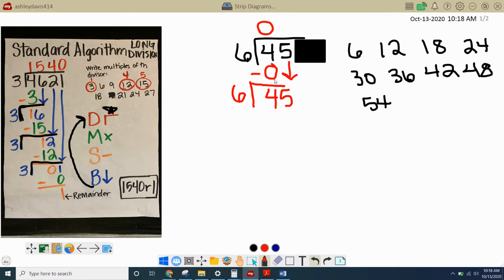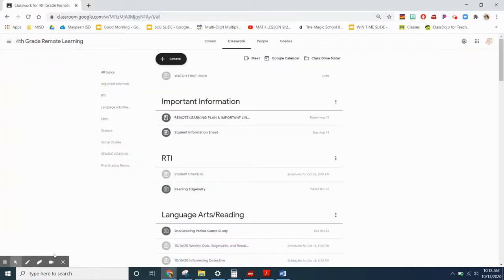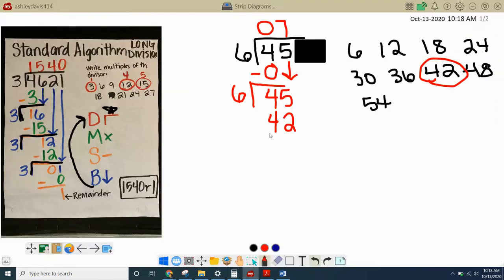You can put a 0 and work it all out and get down to 45 here, or you could just slide over and do 45 here and still look over here. Okay, I can go to 42, which is 1, 2, 3, 4, 5, 6, 7. Okay, would have gotten the same answer. And we would have subtracted 42 up here, and we would have still gotten the same answer.